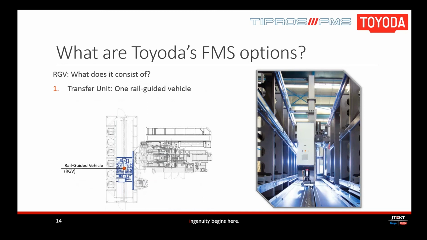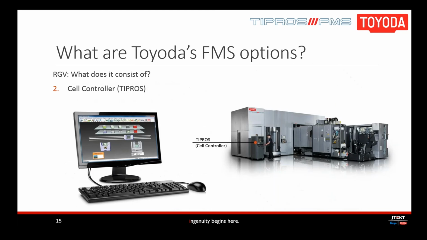The heart of the RGV is a single rail-guided vehicle, which is used to move pallets around in the cell. Each FMS cell is also equipped with a single cell controller, which runs TIPROS, a PC-based software. TIPROS stands for Toyota's Integrated Production Software. This unit controls all aspects of the cell, and using the cell controller is what the bulk of our webinar series will cover.